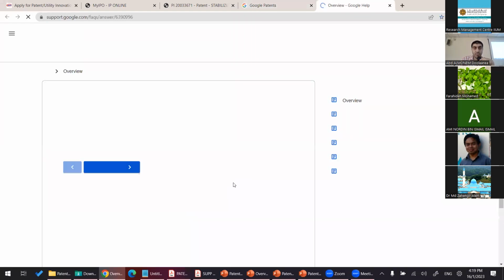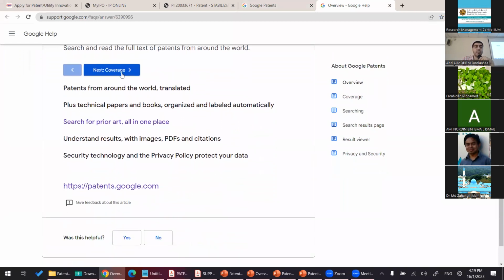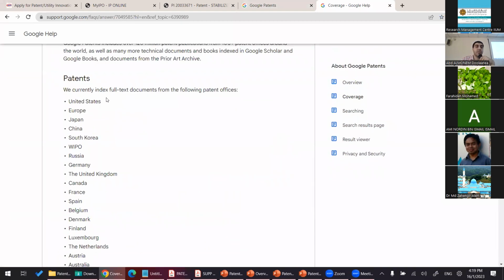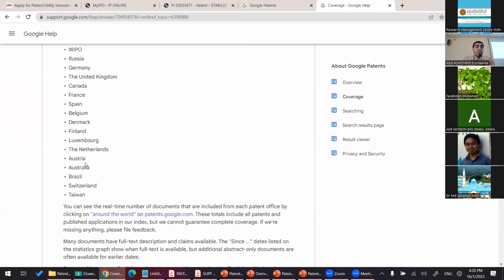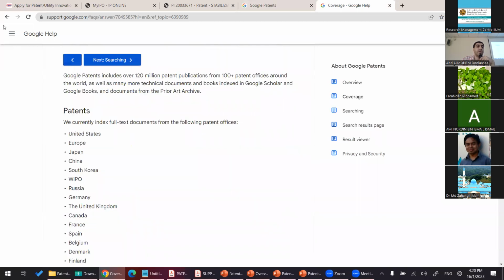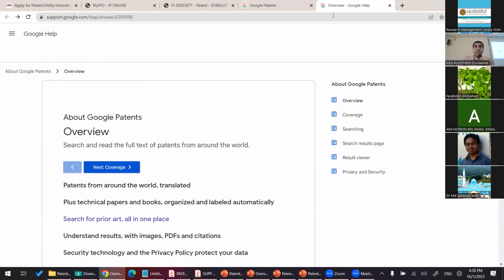Go for About. You can see the coverage. It is currently indexed full text documents from the following offices: United States, Europe, Japan, China, South Korea, WIPO, World Intellectual Property Organization, Russia, and so on. These are the full texts available. It is sufficient.